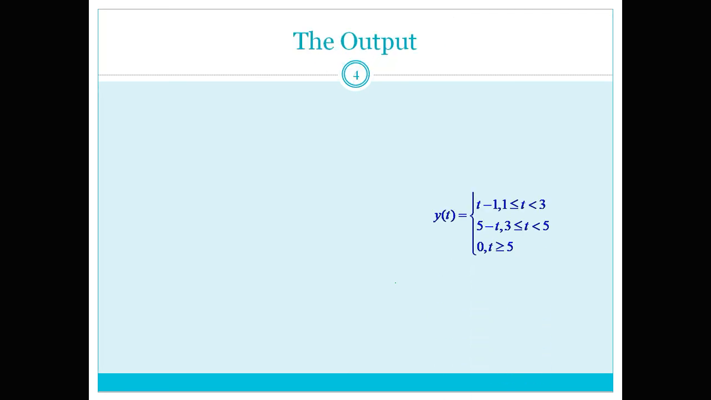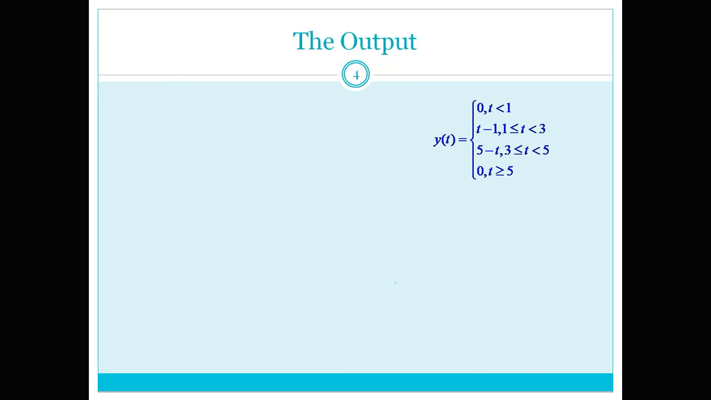Yeah, this is the final output. So y of t equals 0 if t is less than 1, and its value is t minus 1 for 1 less than or equal to t less than 3, and its value is 5 minus t for 3 less than or equal to t less than 5, and its value is 0 if t is greater than or equal to 5. The equal to can be put anywhere, it's not an issue because for both the values will be the same. So how can I do this?